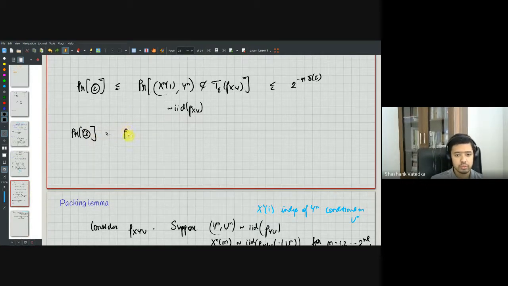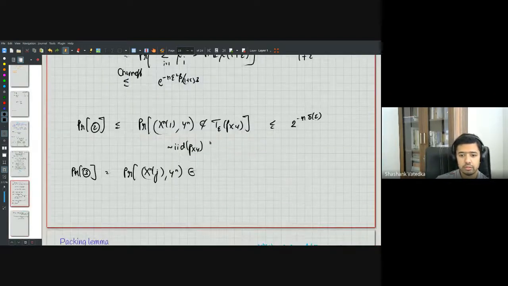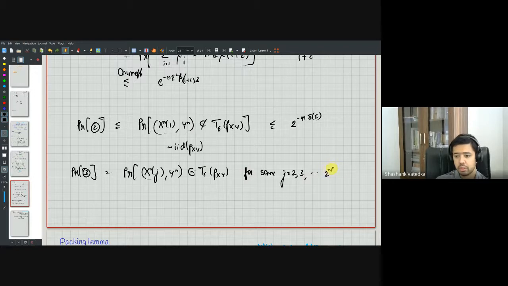the probability that x^n(j) and y^n, the received sequence, are jointly typical with respect to some other code word, for some j, which could be 2 or 3 or whatever up to 2 to the nR, or in this case 2 to the kn.